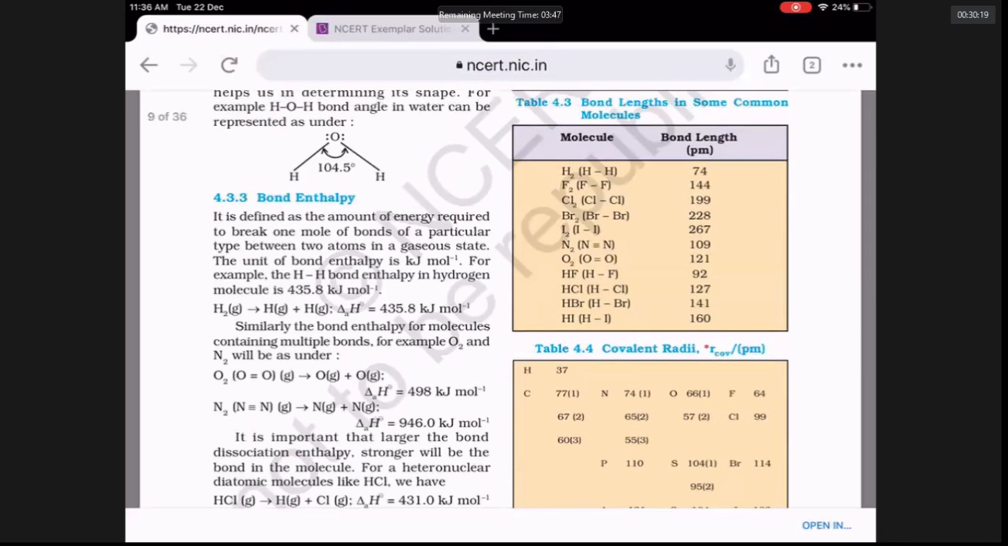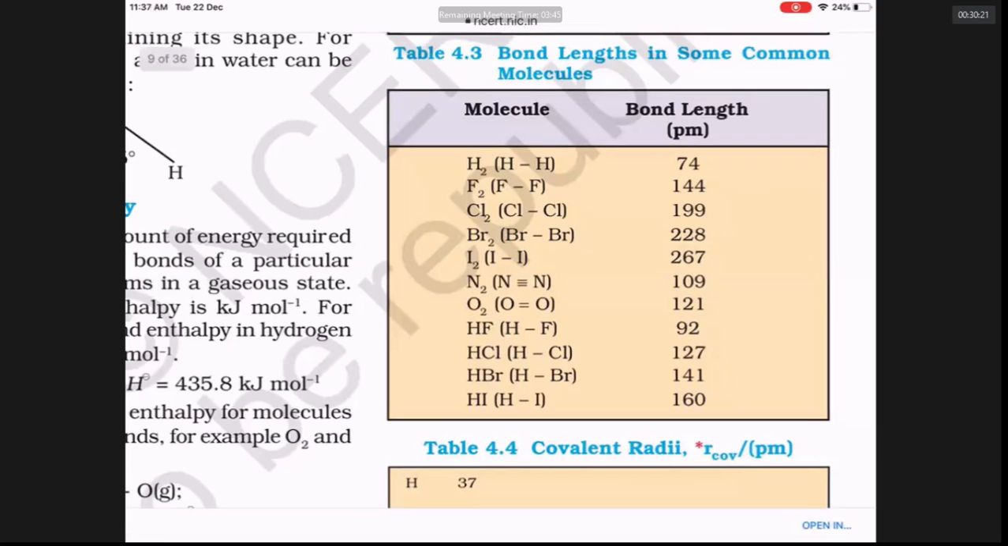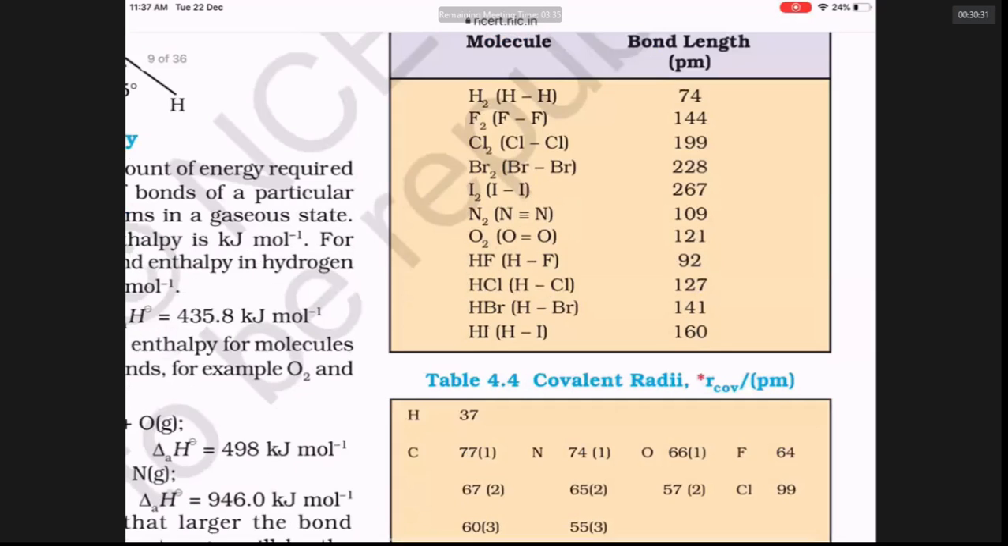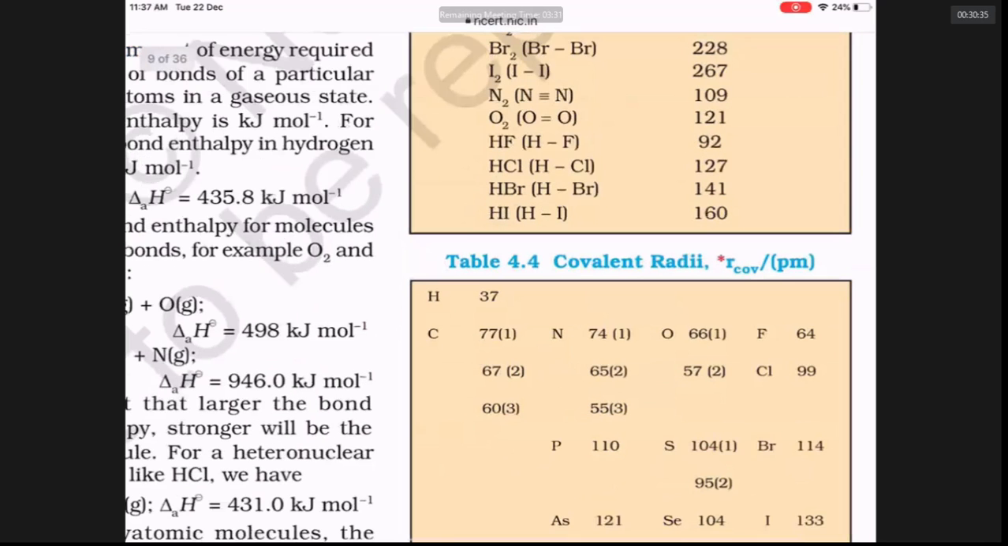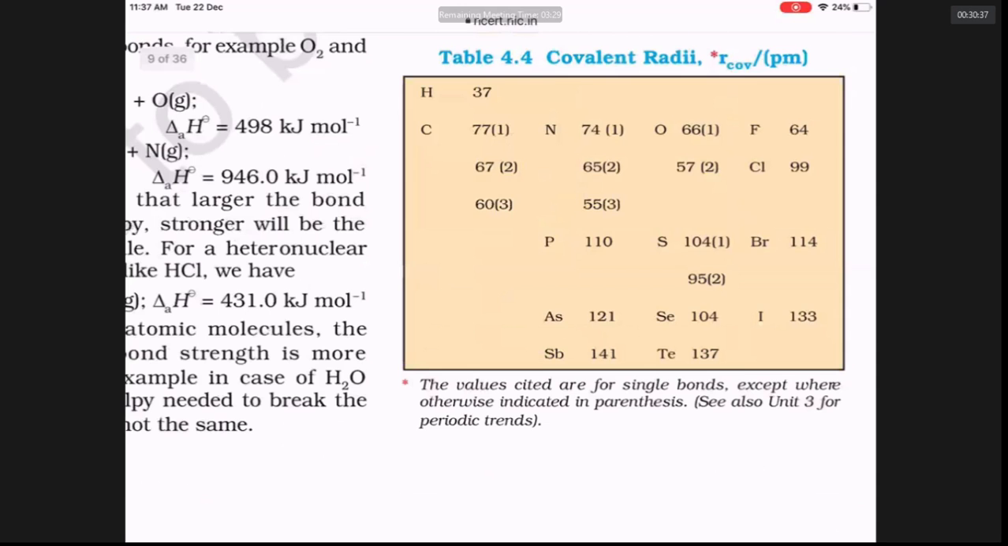How are the bond length values? The shortest bond length is there in F2. As the sizes of the atoms are increasing, bond length increases. Look at the data related to bond lengths. Half of the bond length is called covalent radius. Look at the covalent radii.